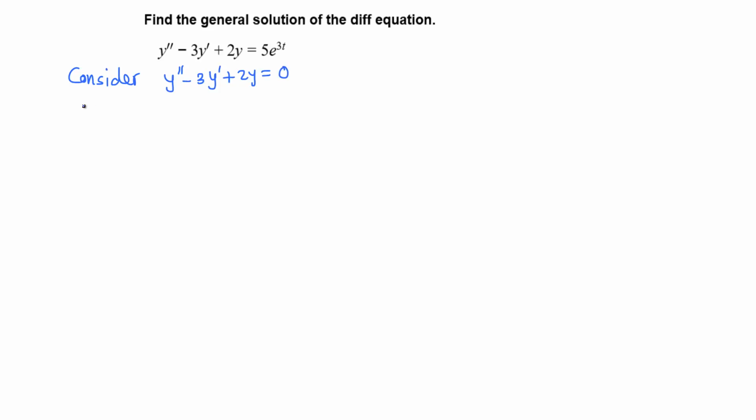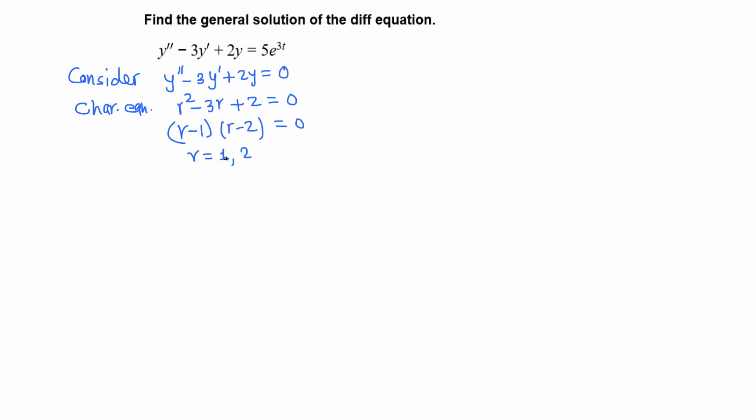We find the characteristic equation, that's r squared minus 3r plus 2 equals 0. We solve this quadratic equation for r. We can factor: r minus 1, r minus 2 equals 0. From this we get r equals 1 and 2.